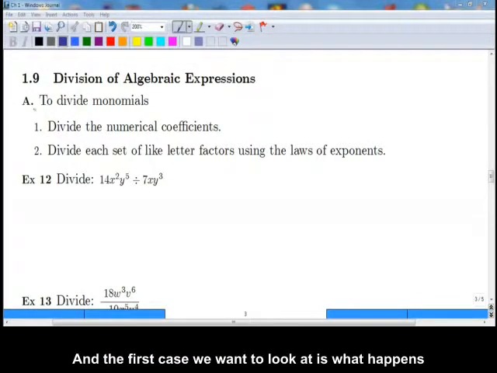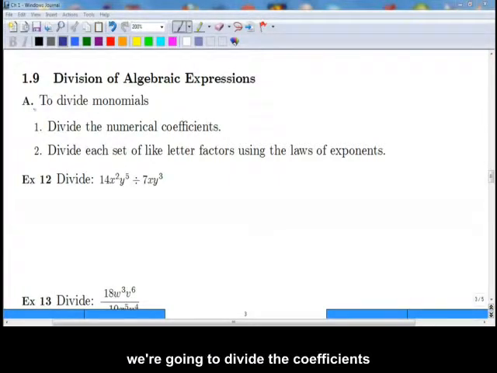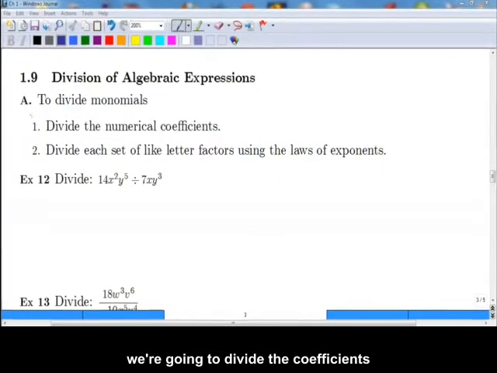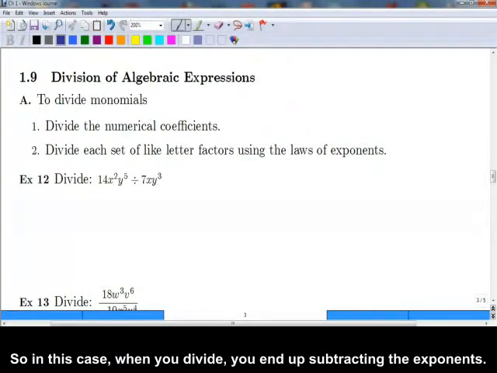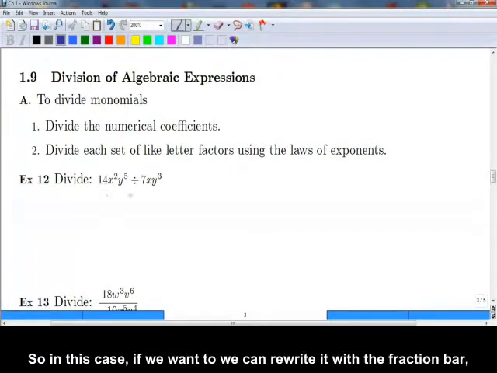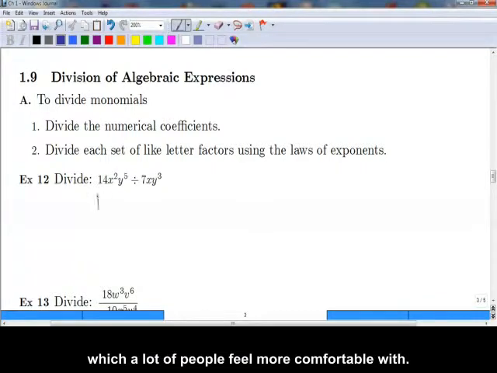And the first case we want to look at is what happens if you have a monomial divided by a monomial. Well, similar to what we did with multiplication, we're going to divide the coefficients, and then we are going to divide the like factors by using the laws of exponents. So in this case, when you divide, you end up subtracting the exponents. If we want to, we can rewrite it with the fraction bar, which a lot of people feel more comfortable with.